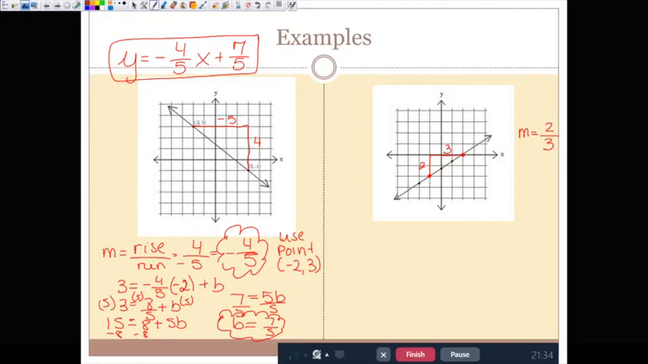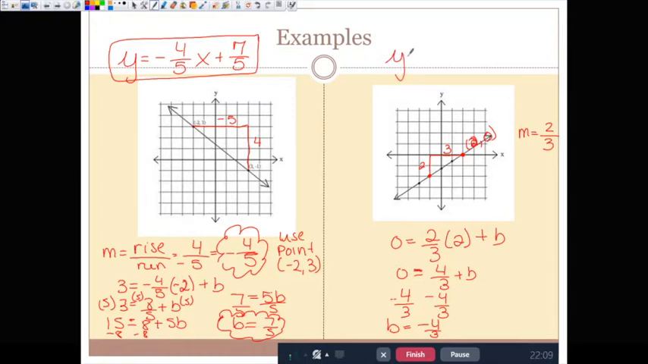So we have to find our b. They did give us a point with a 0 though, which is kind of nice. So this point here would be 2, 0. So I'm going to have 0 equals 2/3 times 2 plus b. So 0 equals 4/3 plus b. Subtract 4/3 from both sides. So b equals -4/3. So my equation is going to be y equals 2/3 x minus 4/3.